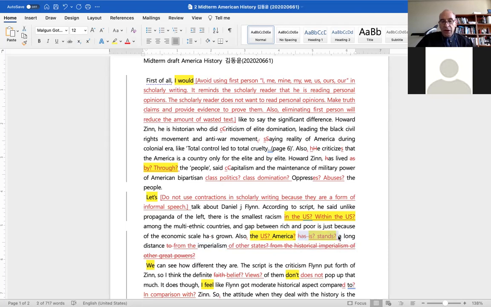Also, the U.S. or America, which do you prefer? The U.S. Okay, the U.S. So again, I'll just let you clean that up. Is or stands a long distance? Stands. Okay. I'll just clean that up.